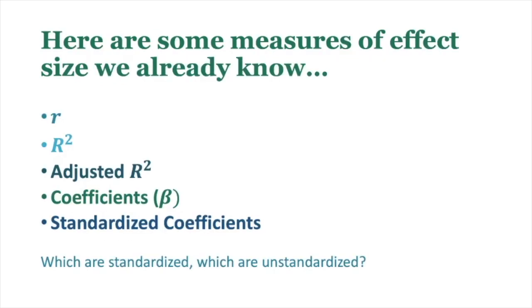So here are some effect sizes that you already know. So we have correlation, or R. We have R squared, adjusted R squared. We have coefficients. We have standardized coefficients. And you can think through which one of these are standardized and which ones aren't. Well, of course, the standardized coefficients, it's in the name, so that one is standardized. The coefficients, it doesn't have standardized in there, so maybe they're unstandardized. That is correct. R, R squared, and adjusted R squared are all standardized. You can compare those roughly across studies because they're in the same units.